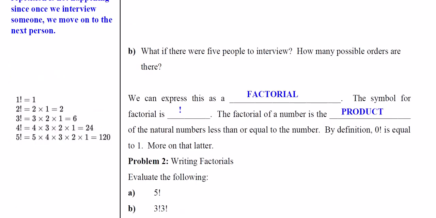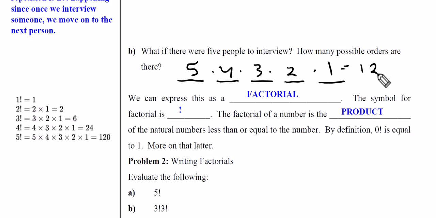So what if there were 5 people to interview? Well, we would have to interview all of them. So that's 5, and then 4, and then 3, and then 2, and then 1. And that ends up being 120 possible ways to interview 5 candidates.